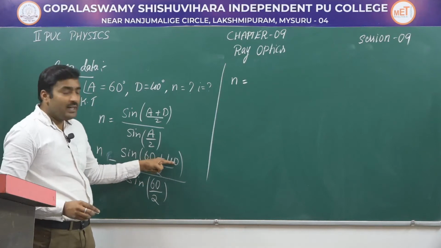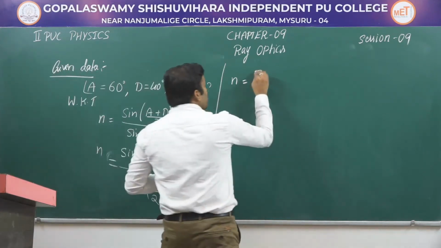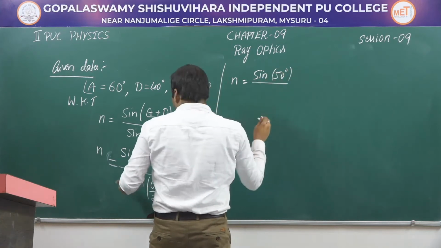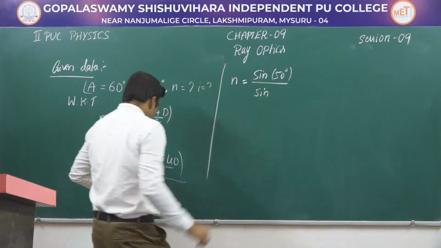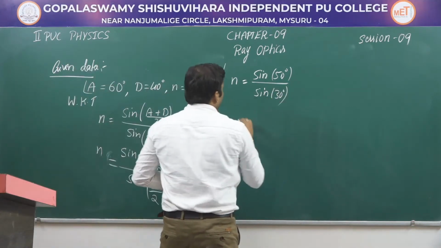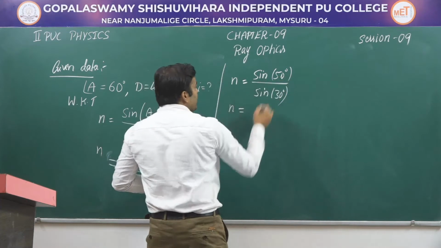60 plus 40 is 100. 100 by 2 is 50. So sine of 50 degree divided by sine of 60 by 2, which is 30. So this is sine 30 degree. Now let us do this sine 50 degree.